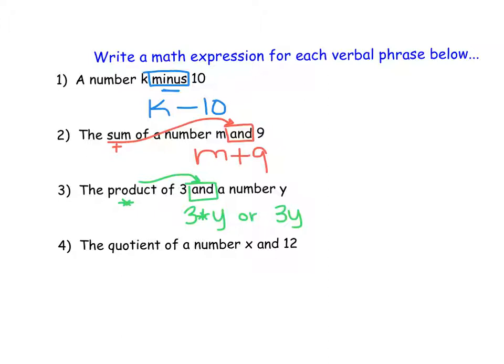Then lastly, this last one says a quotient, which hopefully you're thinking through. Quotient is division. A quotient of a number x and 12. That word and is telling you where that division sign goes. And this time order matters, so quotient is x divided by 12. You could also write that as a fraction as x over 12. Either is fine. So we're just using those keywords to figure out how to write our statement and looking for that word and when necessary.